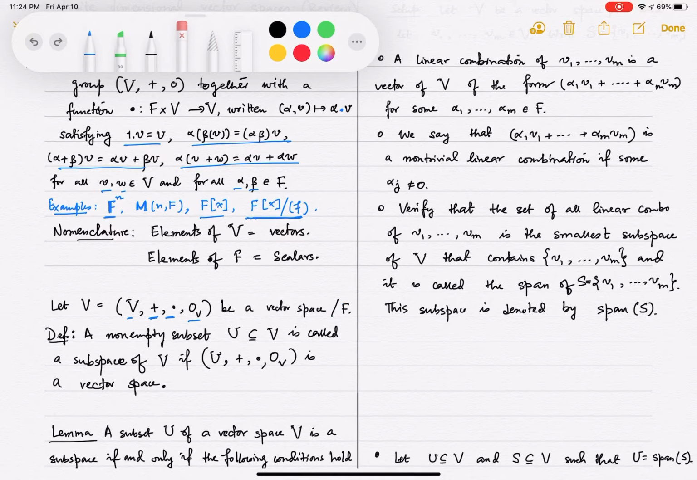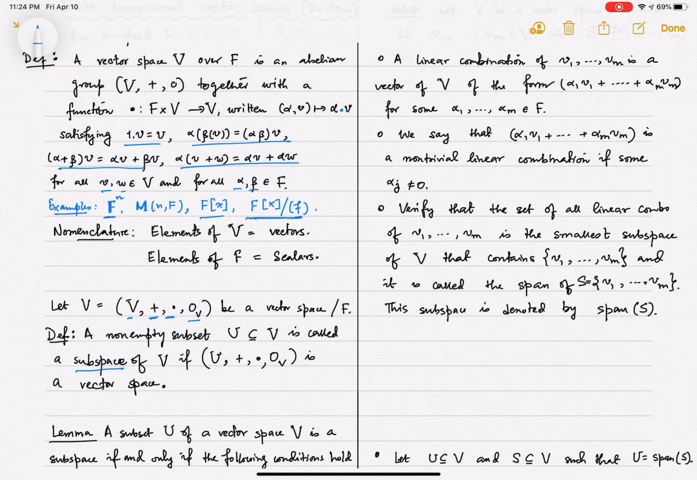A non-empty subset U of V is called a subspace of V, and that's the new word, if U with the operations taken from V becomes a vector space. So this plus is the same as the plus of V, this dot is the same as the scalar multiplication of V, and this 0 is also borrowed from V. So U with the borrowed operations and the borrowed 0 from V becomes a vector space. So U itself becomes a vector space.